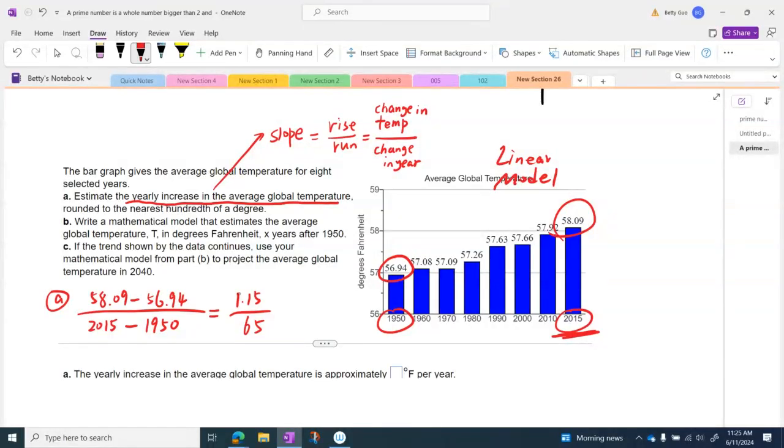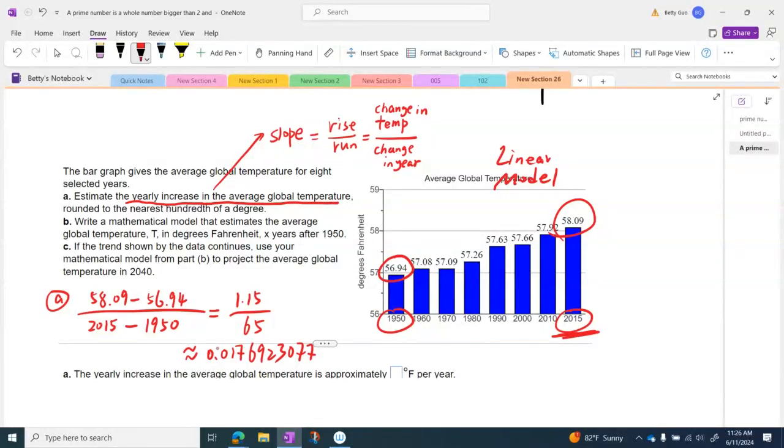And then I'm using the numerator 1.15 to divide by 65. I got a very long decimal, which is approximately 0.01769 23077. But you do not enter that decimal into the cell. Read the question very carefully.